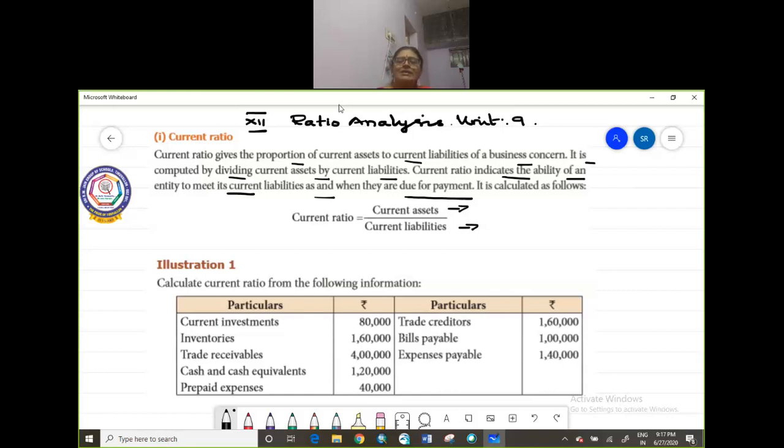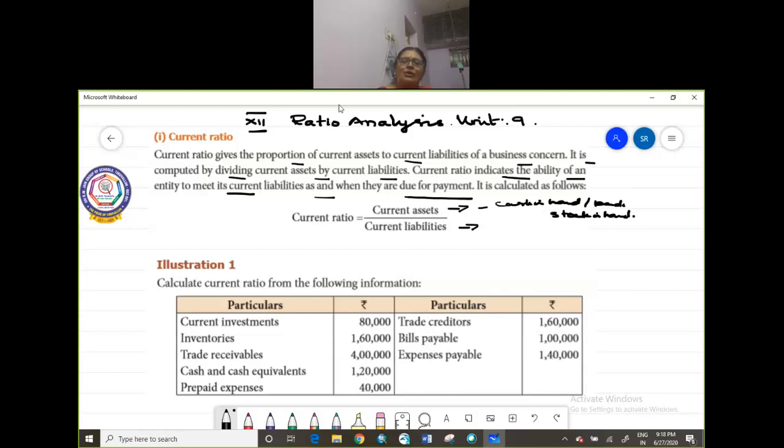Now, what are the items included in the current assets? Current assets include cash in hand, cash at bank, stock in hand, current investments, bills receivable, short-term loans and advances.